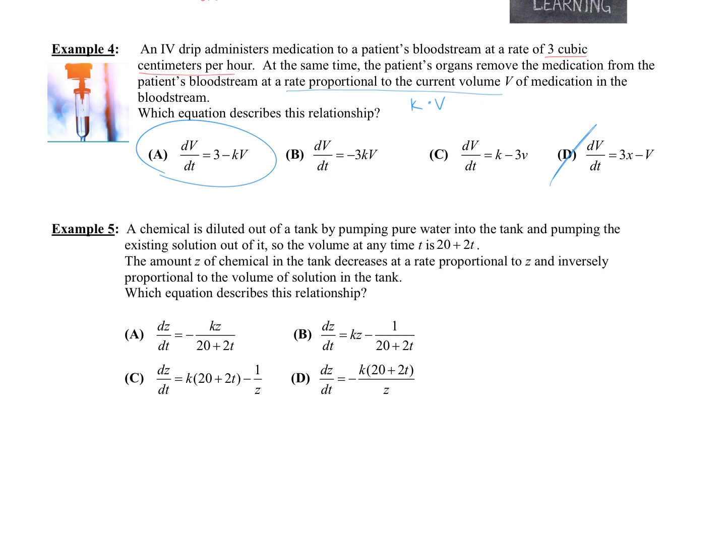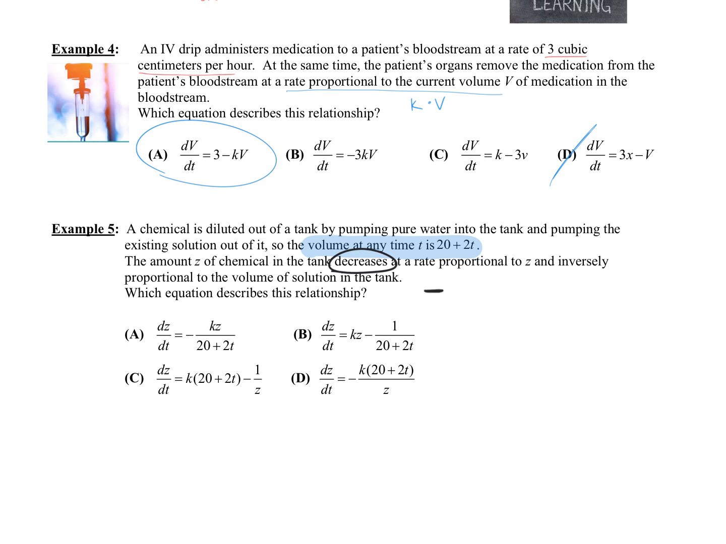Okay, so if I read through this, we're given that the volume at any time is 20 plus 2t. And the next sentence is really like the actual thing that's happening. So it says the amount Z of a chemical in the tank is decreasing at a rate that is proportional to Z and then inversely proportional to the volume. Okay? So decreasing is going to be what? Negative. This is going to make it negative.